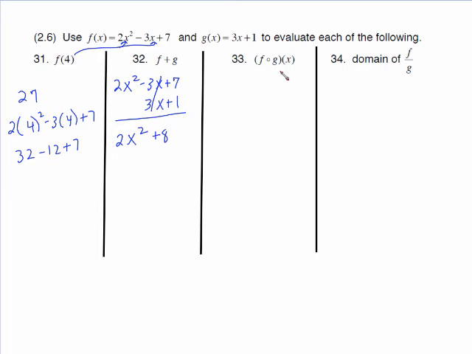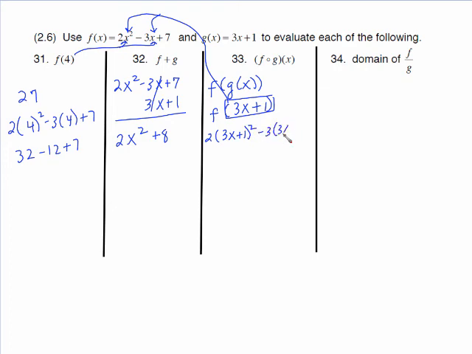Now, f of g of x is asking us to do this. I like this notation better, f of g of x. So starting on the inside, g of x is actually 3x plus 1. So I've gotten rid of this g of x and put 3x plus 1 in its place. Now, f of 3x plus 1 is asking me to take this whole 3x plus 1 and stuff it into the f function in place of those x's. So this gets kind of messy. This is 2 times parentheses, 3x plus 1 squared minus 3 times parentheses, 3x plus 1, and then plus 7.